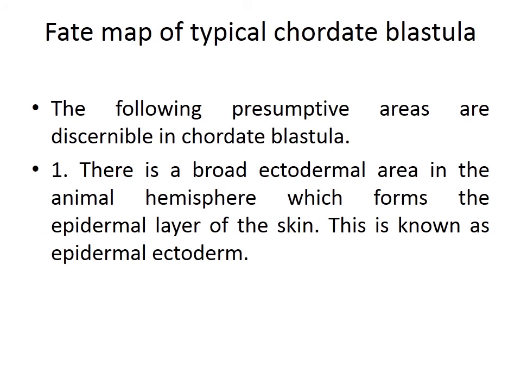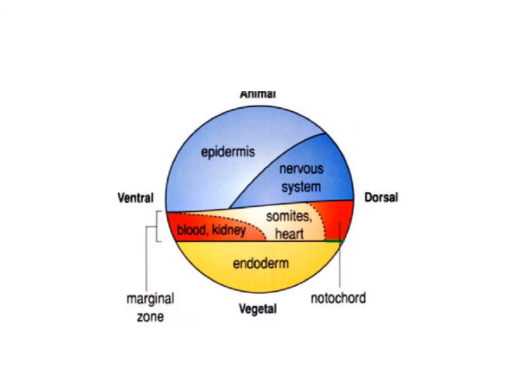Fate map of typical caudate blastula. The following presumptive areas are discernible in caudate blastula. There is a broad ectodermal area in the animal hemisphere which forms the epidermal layer of the skin. This is known as ectoderm. Usually the blastomeres of this layer will be small microblastomeres, and this upper portion forms the epidermal layer. This forms the nervous system.